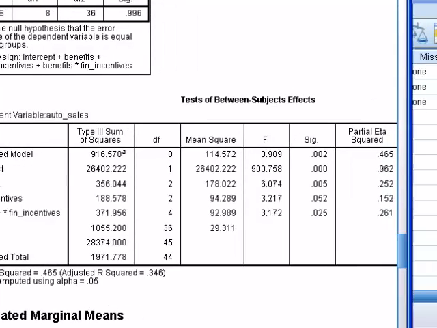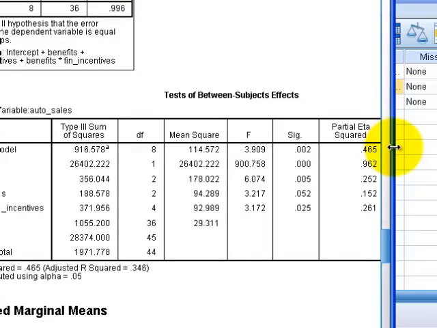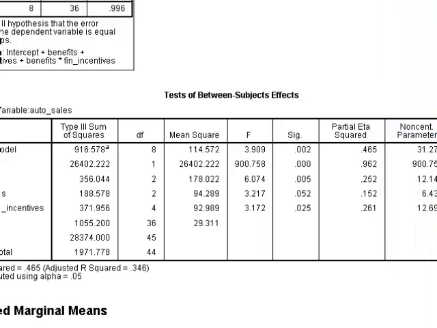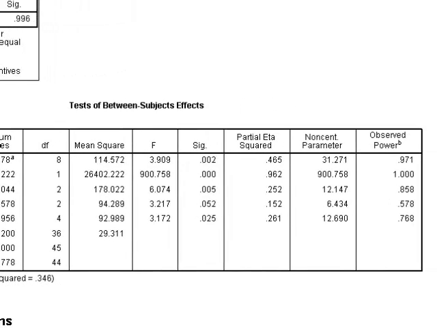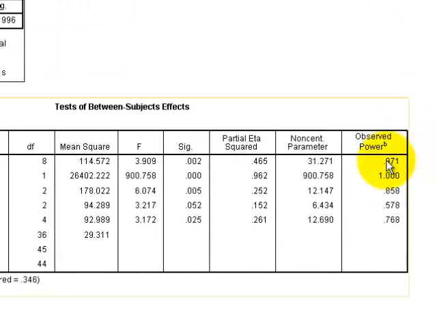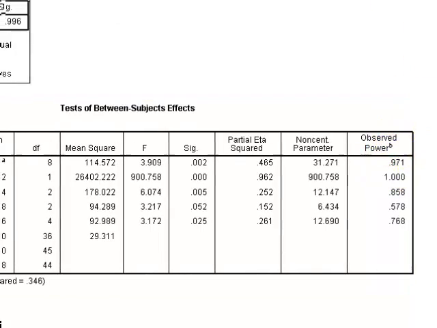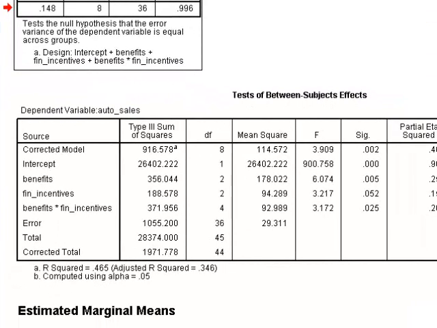There's the effect size. Remember, effect size is always the partial eta squared. And for our corrected model, we got about 47%, which is really good. And our observed power is over 80%, which again is really good. So that's about it. Hope you enjoyed it.